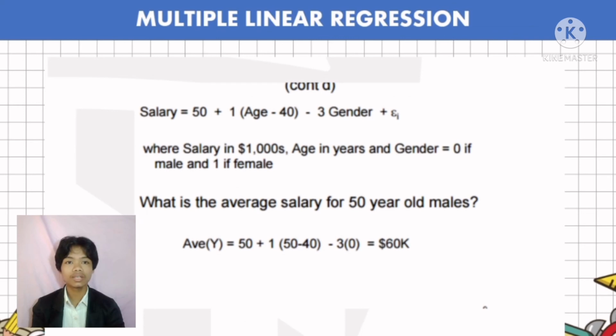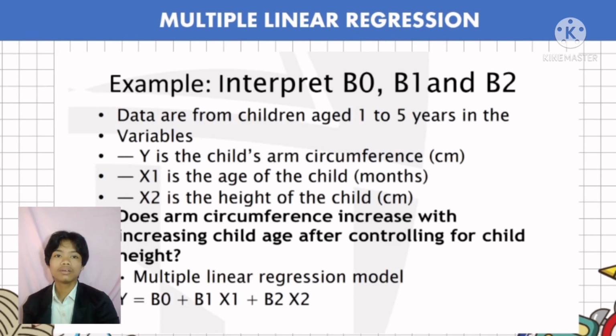So the interpretation, continuing, is: what is the average salary for a 50-year-old male? So the average y is equal to 50 plus 1 times (50 minus 40) minus 3 times 0, which equals $60K.